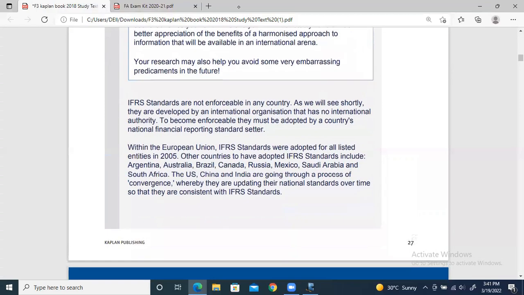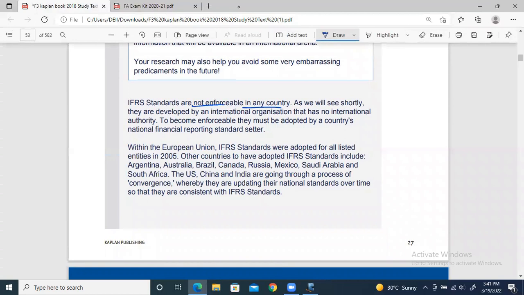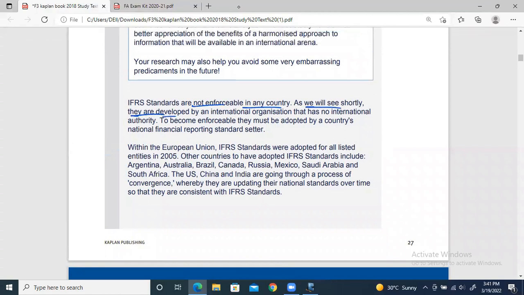Okay, IFRS standards are not enforceable in any country. As we will see shortly, they are developed by an international organization that has no international authority, right? So to become enforceable, they must be adopted by a country's national financial reporting standard setter. So it's upon the countries and the companies to adopt it.